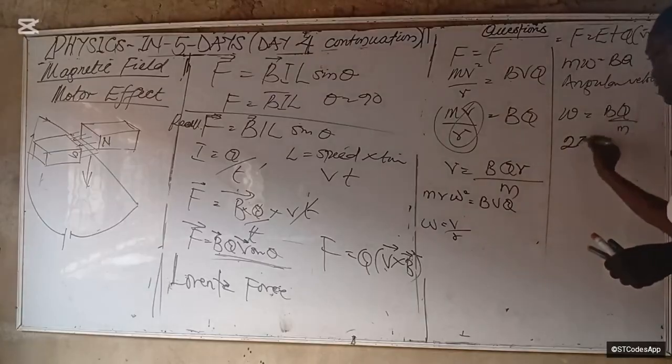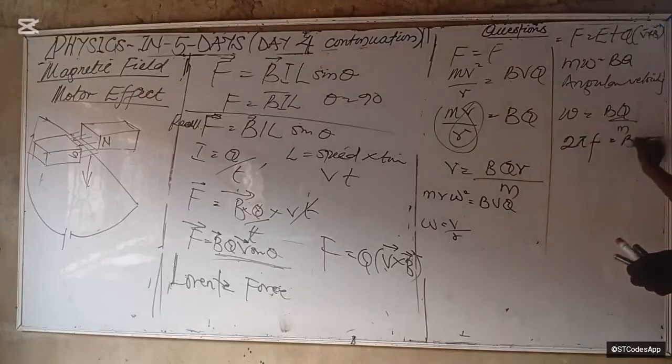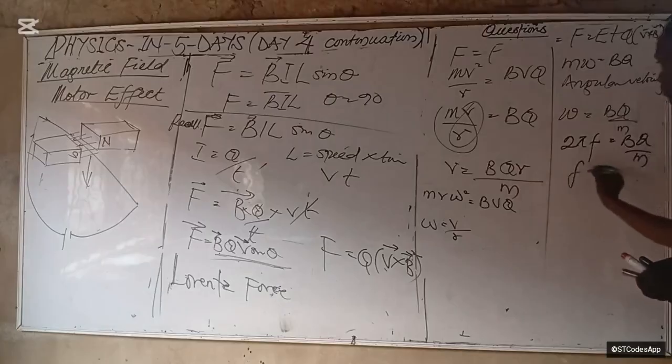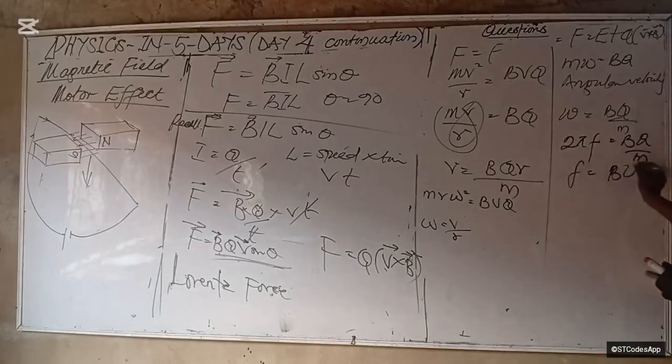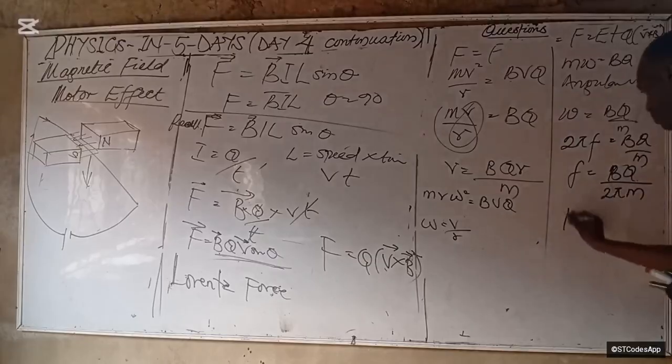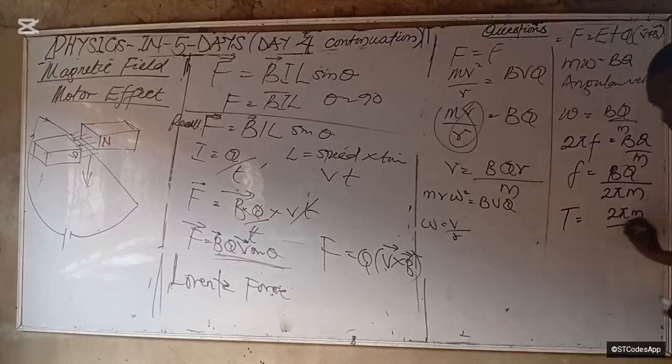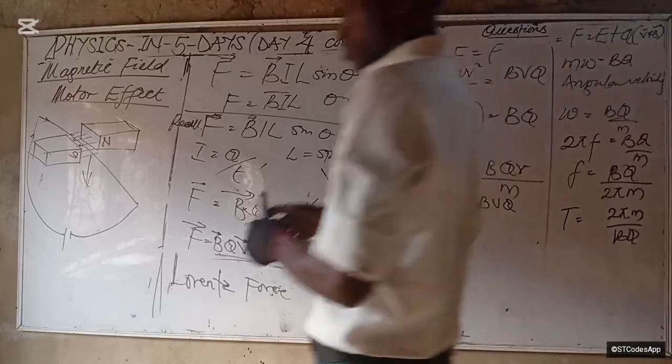You know that omega is 2 pi f, equal to bq over m. So what will be the frequency of this guy? bq over 2 pi m. Does this make sense? Okay. So what will be the period? Is it clear? Period is always the inverse of frequency, right? So we're done with that.